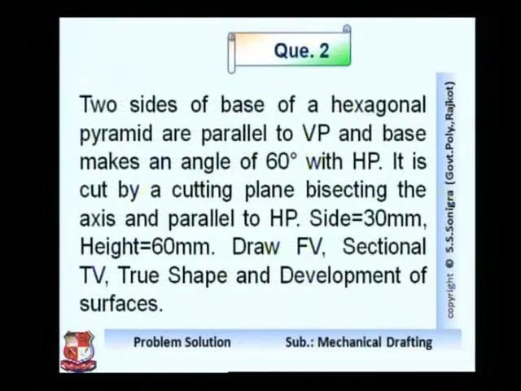Now second problem, problem number 2. Two sides of the base of a hexagonal pyramid are parallel to the vertical plane, and the base makes an angle of 60 degree with the horizontal plane. It is cut by a cutting plane bisecting the axis and parallel to the horizontal plane. Side is equal to 30 mm, height is equal to 60 mm. Draw front view, sectional top view, true shape, and development of the surface.